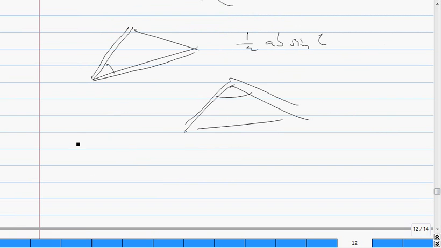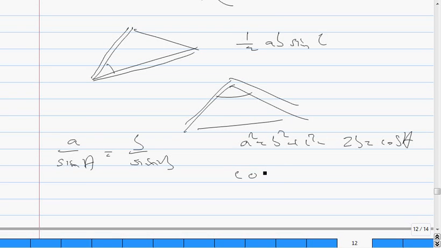Use the sine rule. So we've got a over sine A equals b over sine B, and then you've got the cosine rule: a squared is equal to b squared plus c squared minus 2bc cos A. Or you could have cos A equals, I always put the minus a squared on the end, the b squared and the c squared can go where you want, over 2bc.